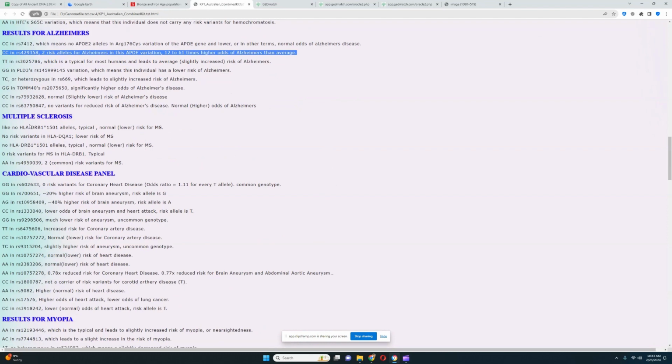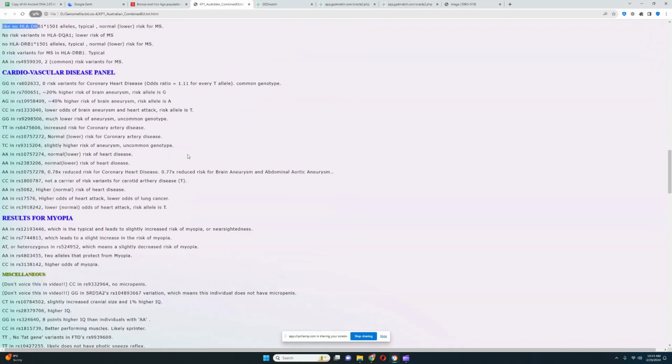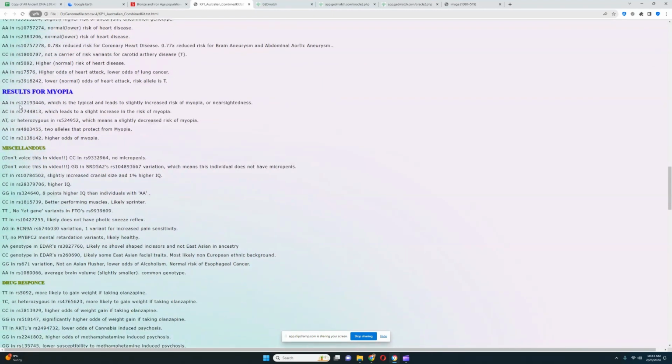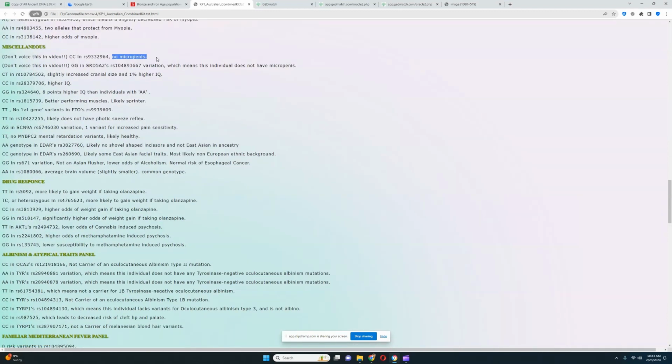Multiple sclerosis. It looks like no variants for multiple sclerosis in HLA, which is really good to see. For cardiovascular, should I skip it? I don't know. Yeah, I don't see anything too interesting here, so we're gonna skip it. For myopia, it looks like he's got, yep, nothing interesting. For miscellaneous section, no micropenis, really good to see. No micropenis in this variation either, so definitely no micropenis, really good to see.